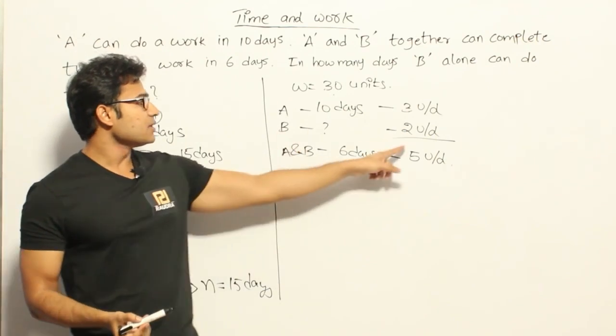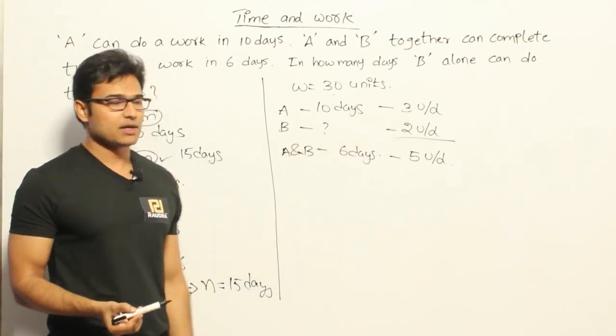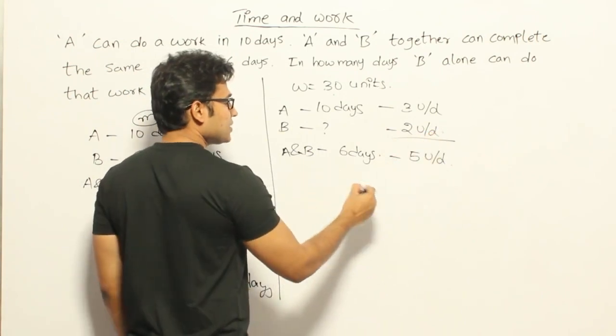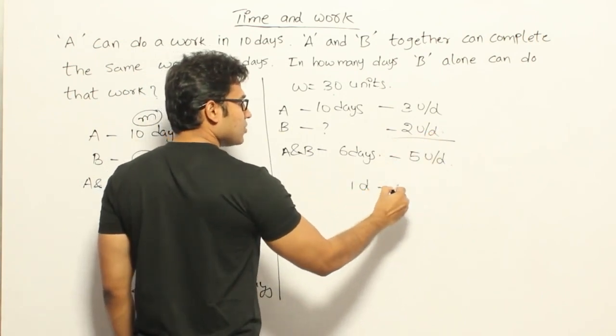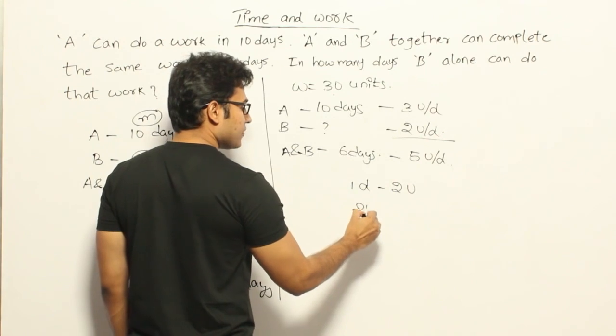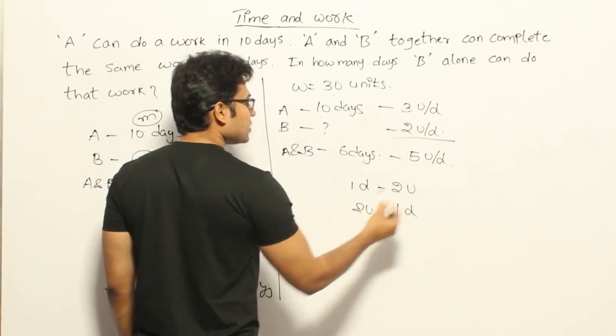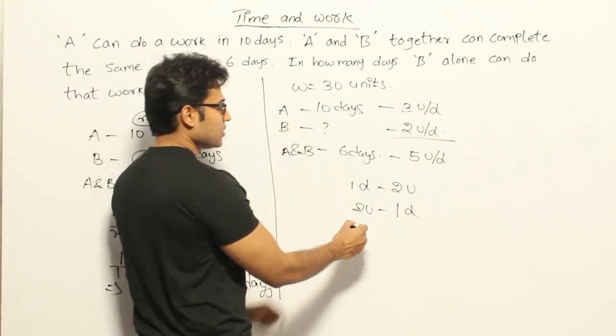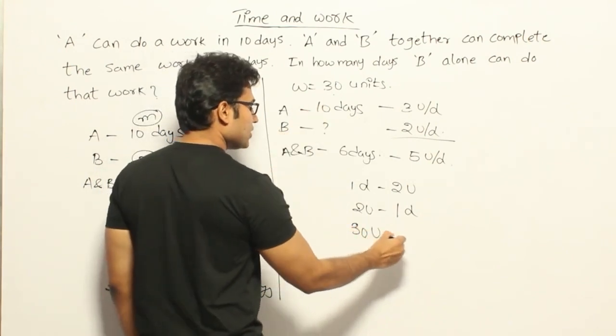Therefore B's rate is 2 units per day, right? Now B's rate is 2 units per day, which means in one day he is able to finish 2 units, right? Therefore now the question is, how many days does it take for B to finish 30 units of work? So 30 units, how many days?